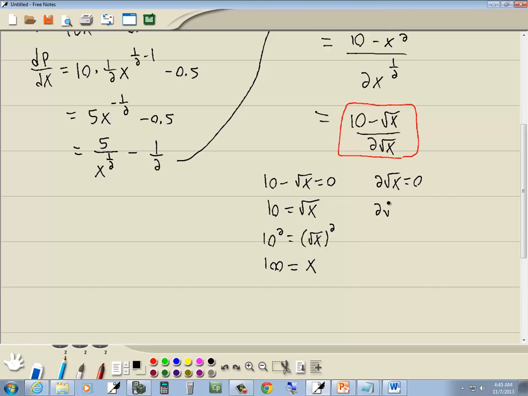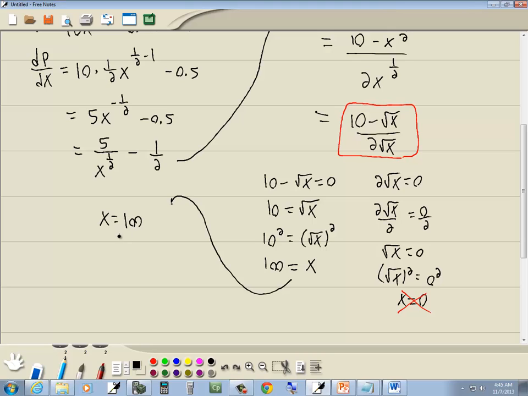Now over here, we'll divide both sides by 2, and you get square root of x equal to 0. Square both sides, and we get x equal to 0. Well, 0 doesn't really make any sense. That means you haven't produced any units, so we'll drop that. And let's take a look at 100. So we have x equal to 100.